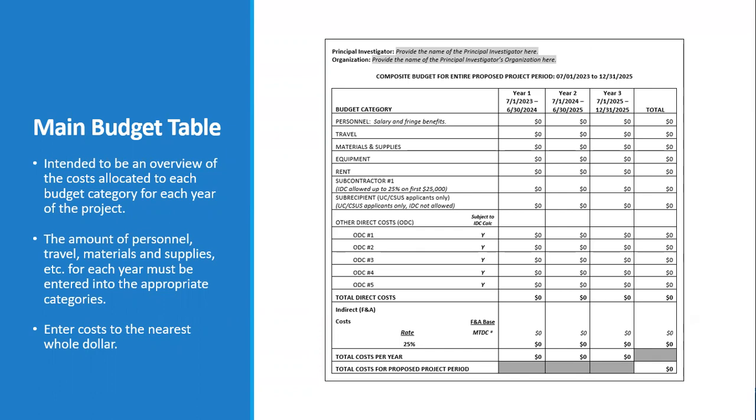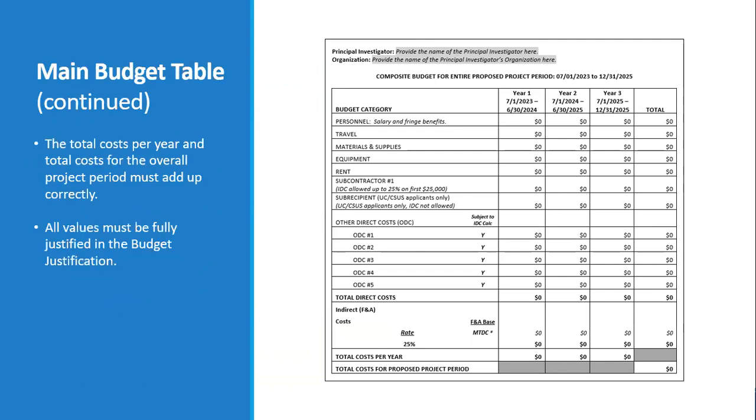And an important note here, some institutions do use dollars and cents in their budget tables, but we would ask that you round all costs to the nearest whole dollar when you're filling out these tables. The total cost per year and the total cost for the overall project, so essentially you can think moving down the column or across the row, must add up correctly. And those are numbers that DPR is going to verify as we review your budget. So please ensure that those all add up correctly.